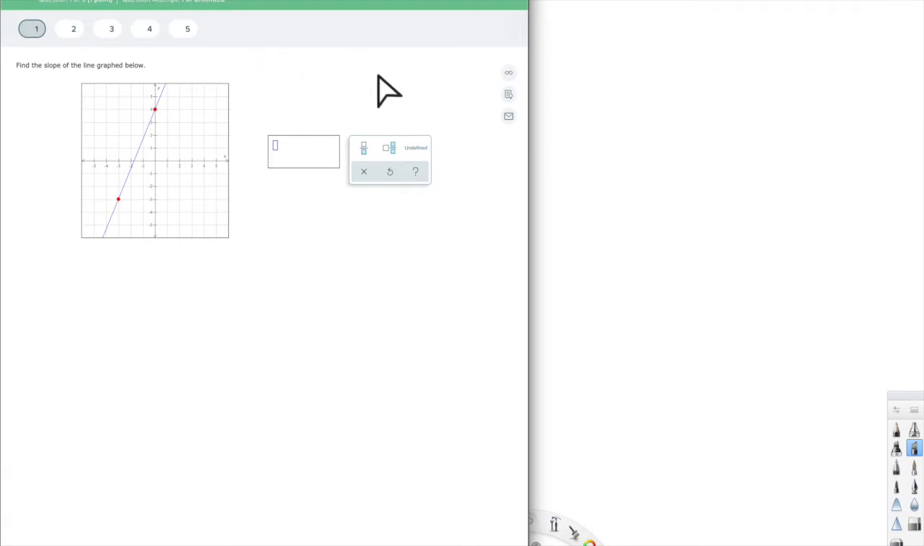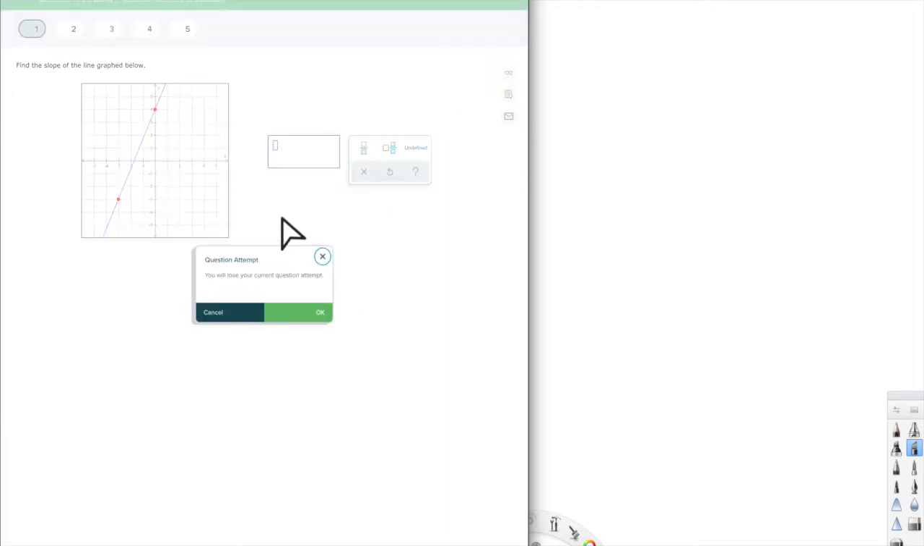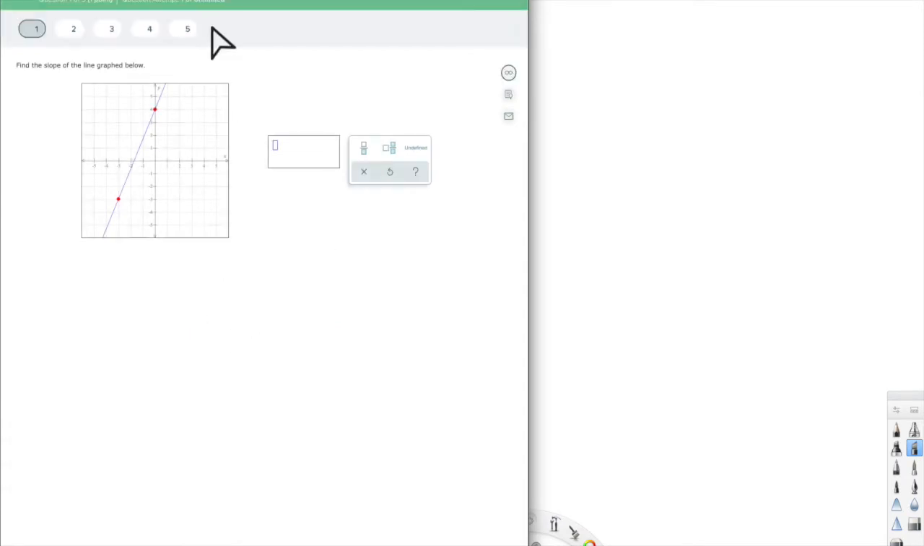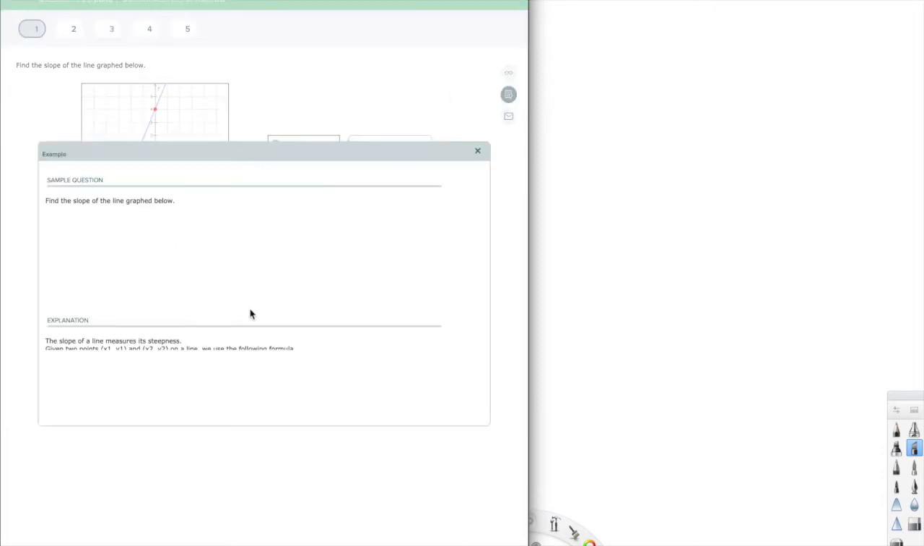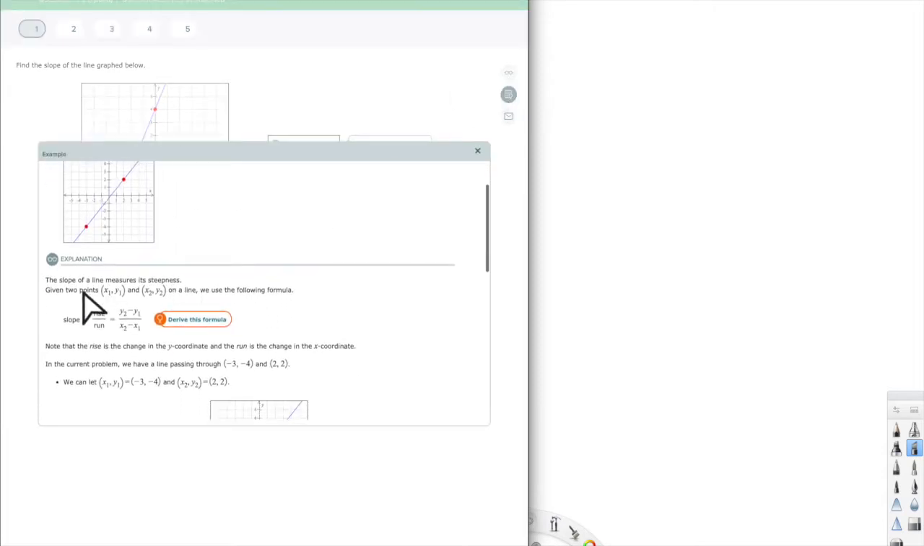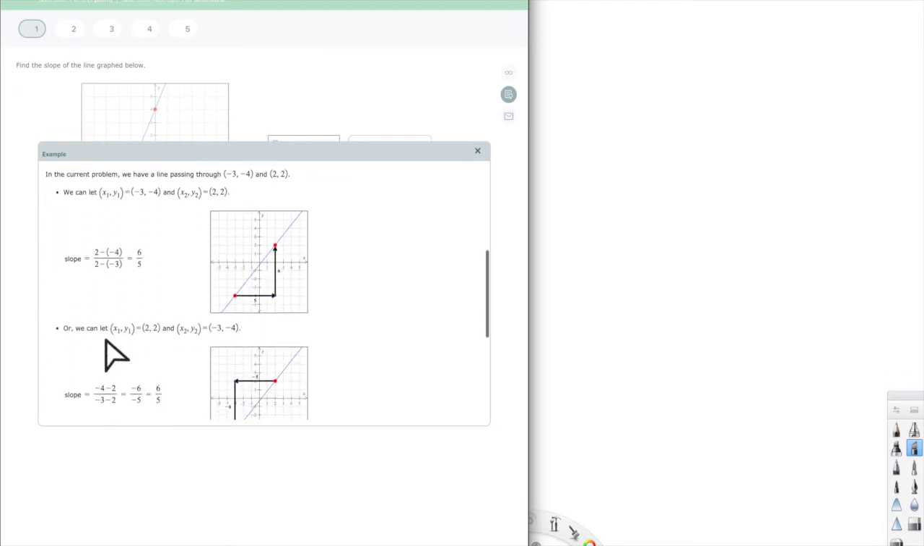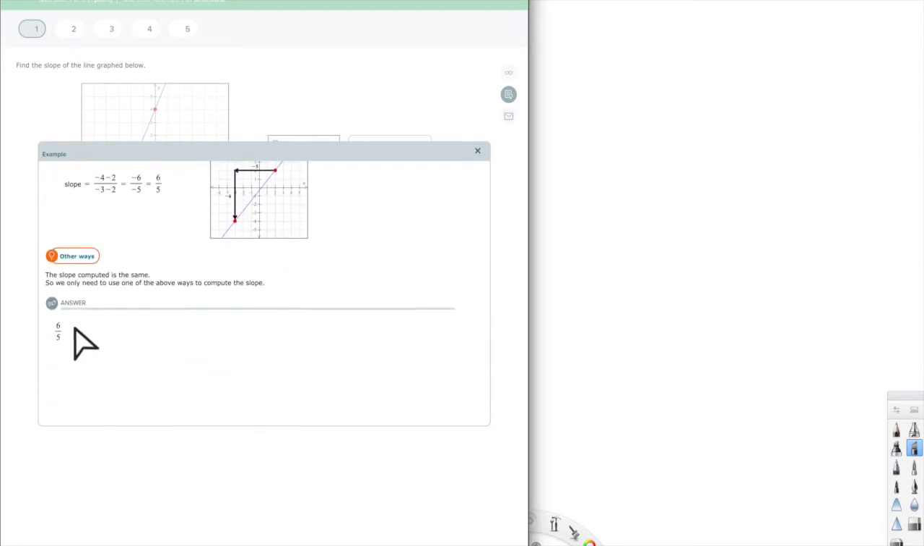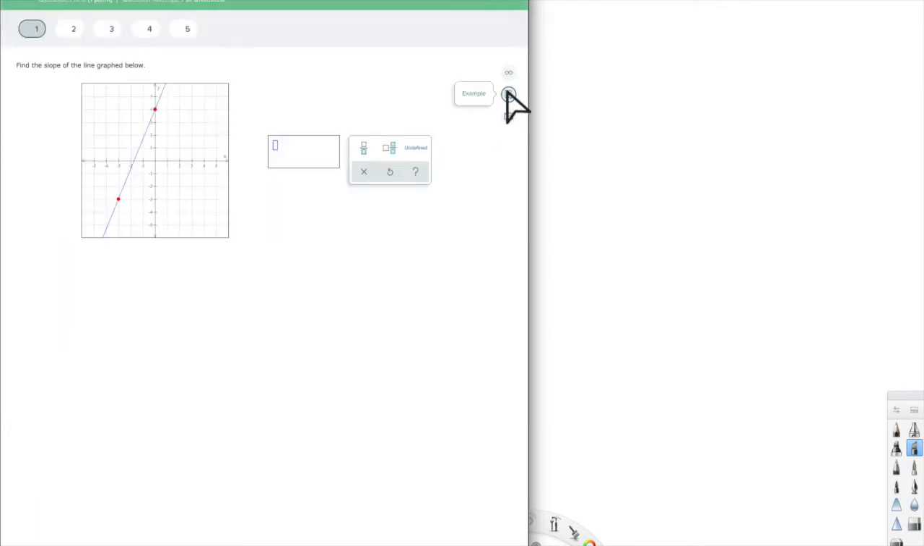On the side here, we have explanation, example, and message center. So explanation tells us we're going to lose our current question attempt because it's going to give us the answer to this question. So it's not going to give us the answer and then let us come and type the answer in. But example will give us a very similar example to what we're looking at. It'll teach us how to solve this problem, what to do, and how to type the answer in. You can close this, you can open another example, and then you can also message your teacher directly from this screen so that it'll attach a picture and we know where to come help you.